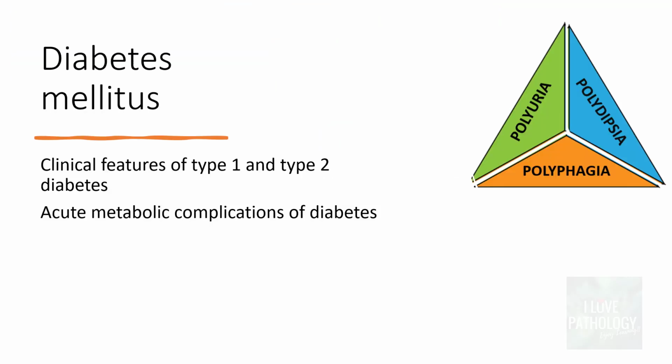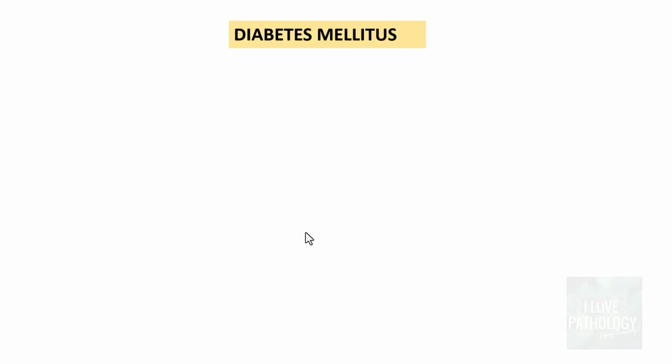So, in this session, let's learn about the clinical features of type 1 and type 2 diabetes. Particularly, we'll try to understand the concepts behind the classical triad, that is polyuria, polydipsia, and polyphagia. And we'll also look into the acute metabolic complications of diabetes. A quick recap of what we had learned earlier.